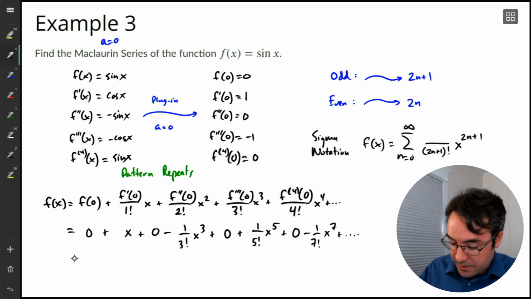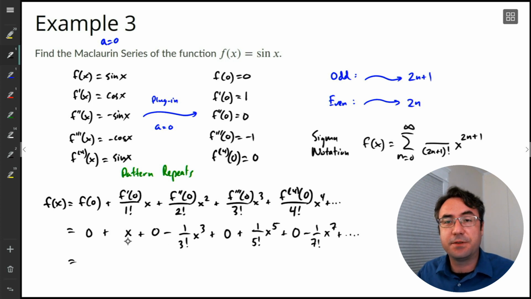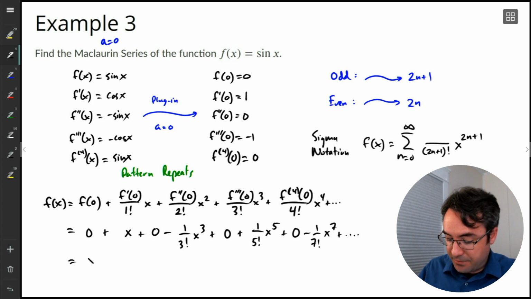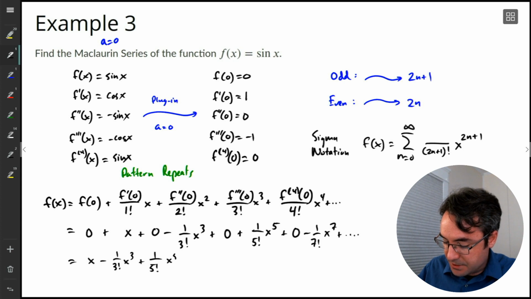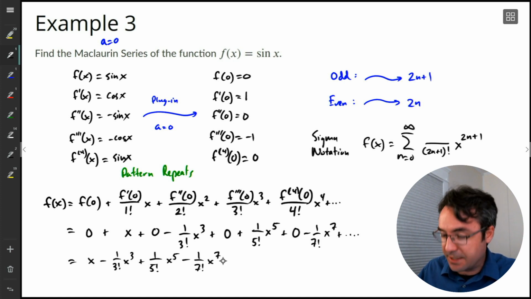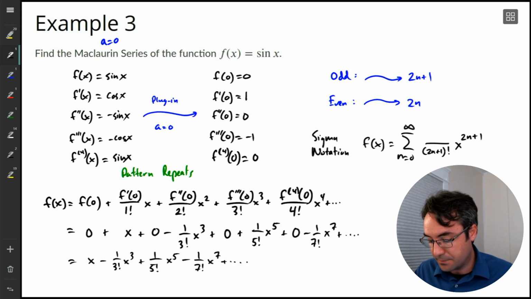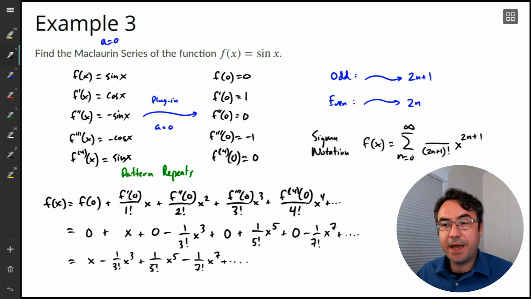And then if we look, let's write this out without the zeros. So we're going to have x minus 1 over 3 factorial times x cubed plus 1 over 5 factorial times x to the power 5 minus 1 over 7 factorial times x to the power 7, and so on. And what we have here is we've dealt with the odd powers of x. We have our odd factorials taken care of.